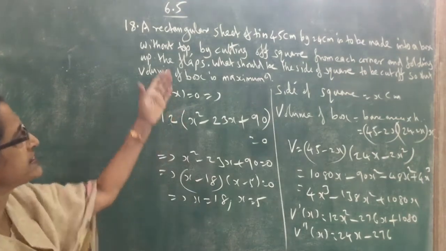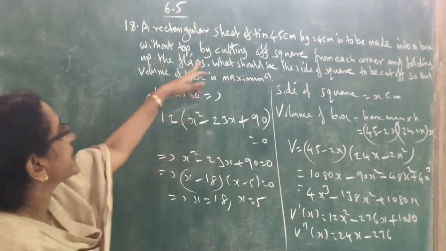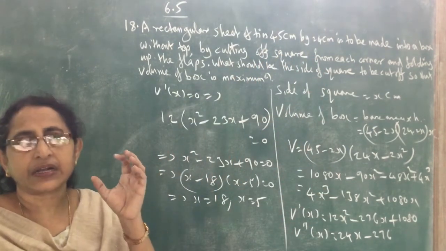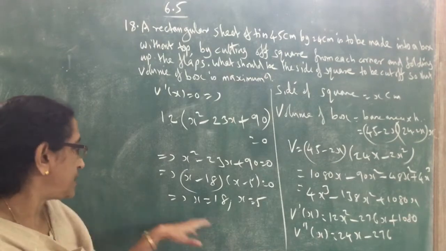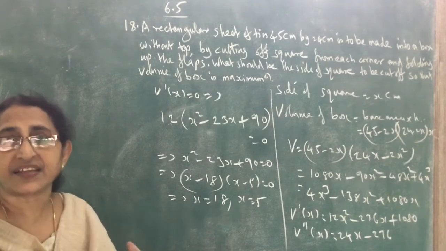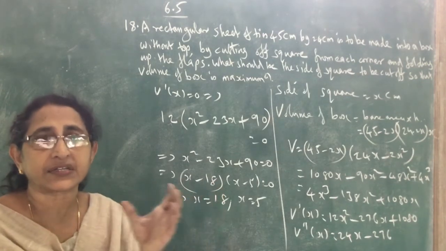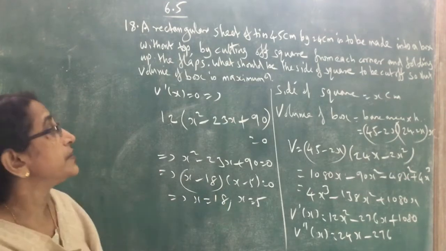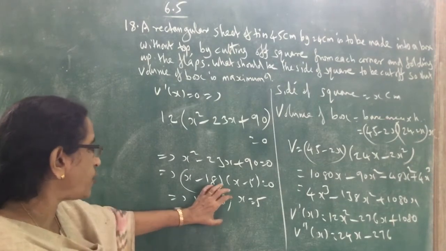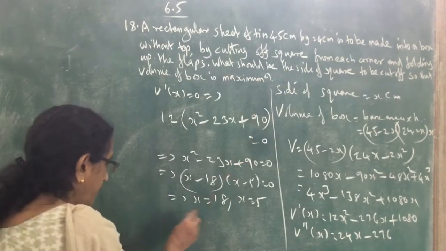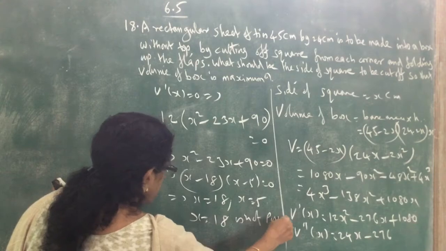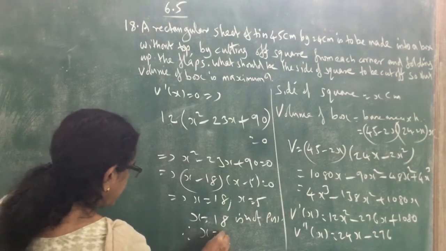Now we know the length and breadth of the rectangular tin sheet: length 45 centimeter, breadth 24 centimeter, and we have to cut a square from each corner. The side of the square is 18 or 5. Suppose the side of the square is 18 centimeter. From both sides we have to cut 18 plus 18, that is 36, but the breadth is only 24 centimeter. So that is meaningless. Therefore x equal to 18 is not possible, therefore x equal to 5.